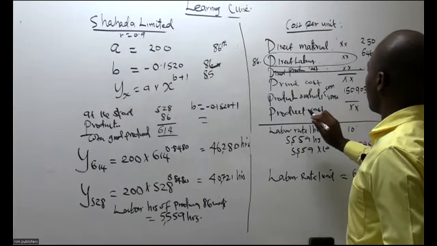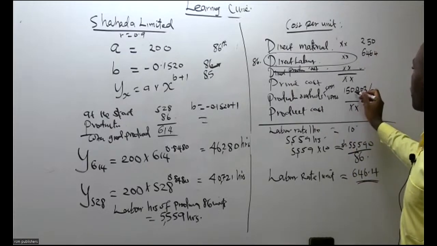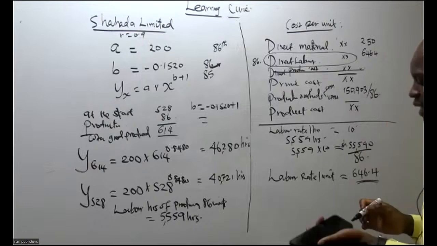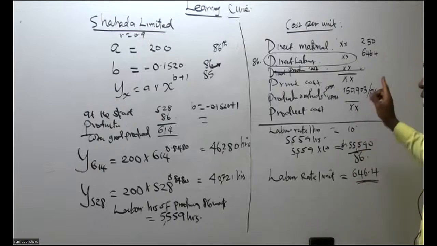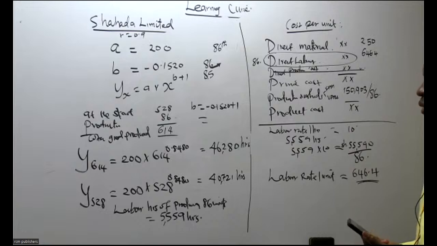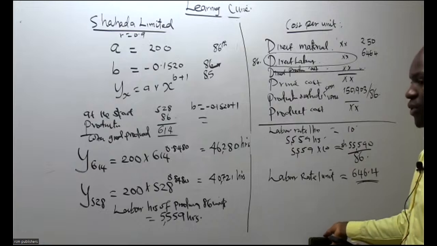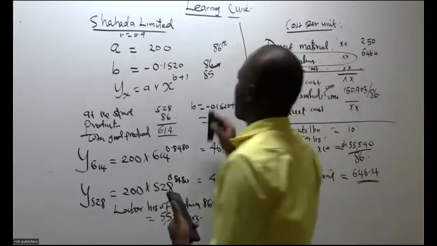How about this, you are to give me this: 15903 divided by 86. 15903 divided by 86 for us to get production overheads. Tutakuwa na ngapi?